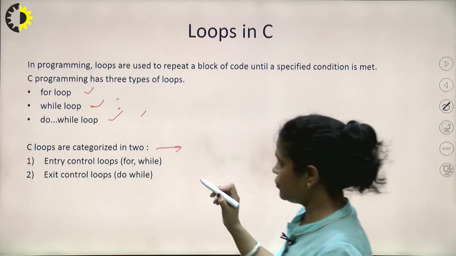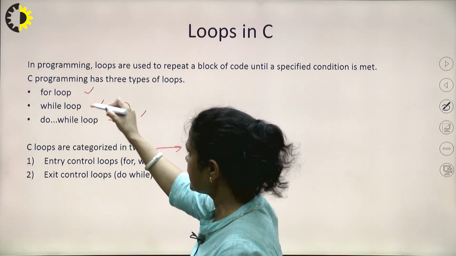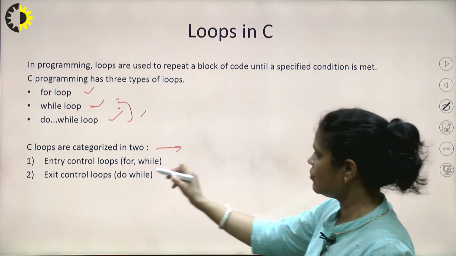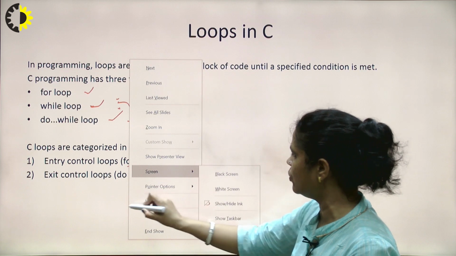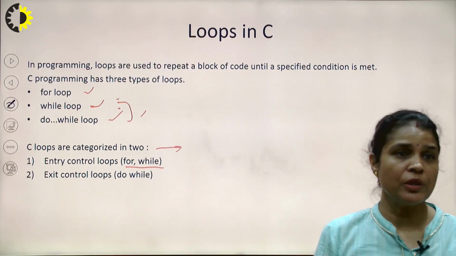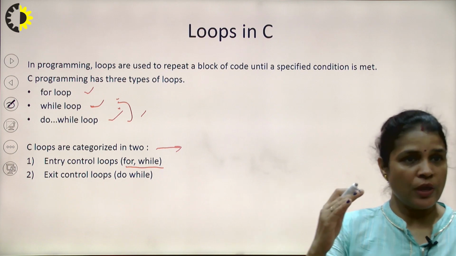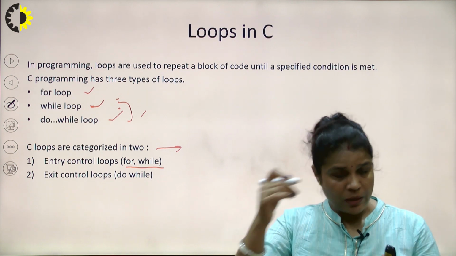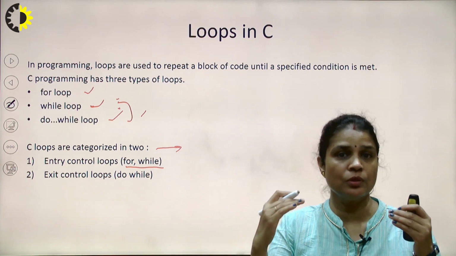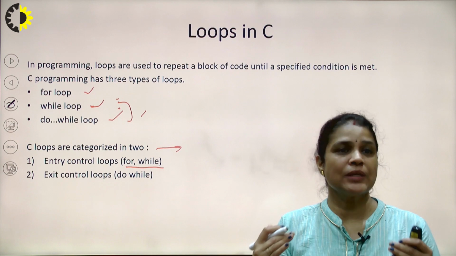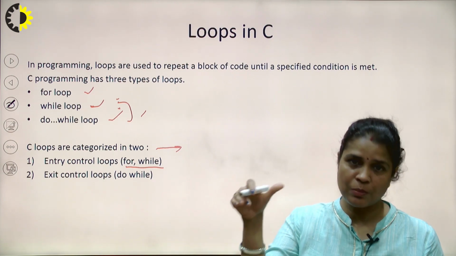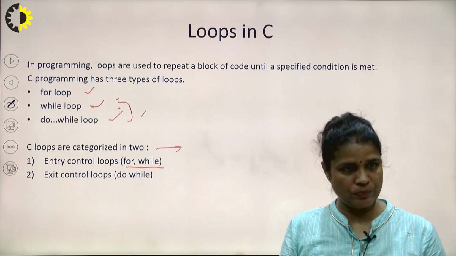So the first two belong to the category of entry control loop. For and while, both loops belong to the category of entry control loop. Now, what do you mean by entry control loop? When the compiler's control enters a loop, at that time, if the loop is checking the condition, it means it is an entry control loop. So at the time of entry, we check the condition.